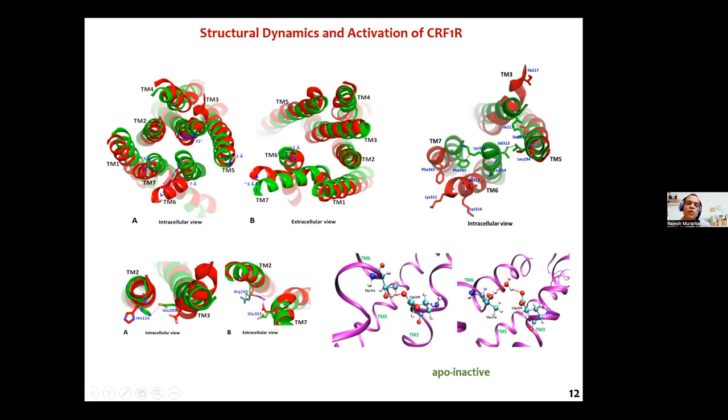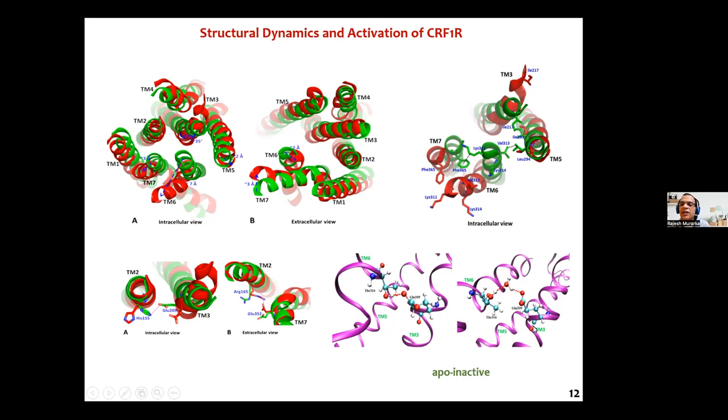Why? Because it is known in the literature from mutagenesis that if you mutate arginine 165, then the receptor doesn't activate. So basically it is in the inactive state. So based on this, we found that yes, it is corroborating with many of the experimental facts in the literature.